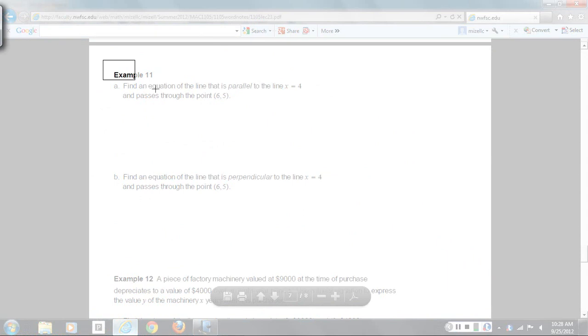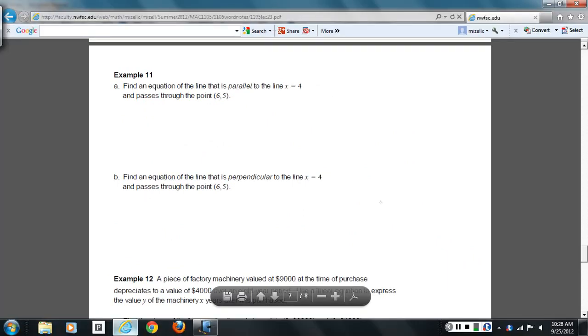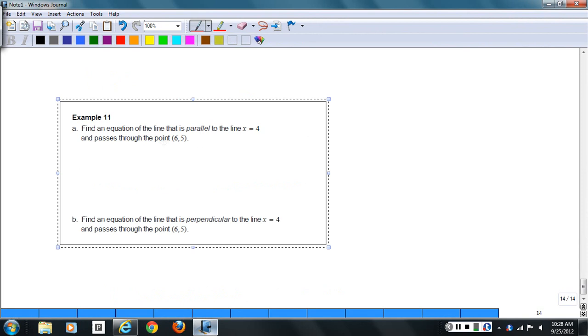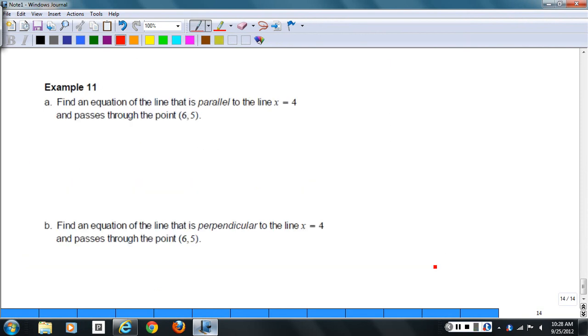We talked about finding equations of vertical lines and horizontal lines. We have the opportunity to do this here, but still with the parallel and perpendicular idea. Maybe the picture would help. Find an equation of the line that's parallel to the line x equals 4 and passes through the point (6, 5). So if I say the point (6, 5) is maybe right there, and x equals 4, with that being the y-axis and that the x-axis, x equals 4 might be this.